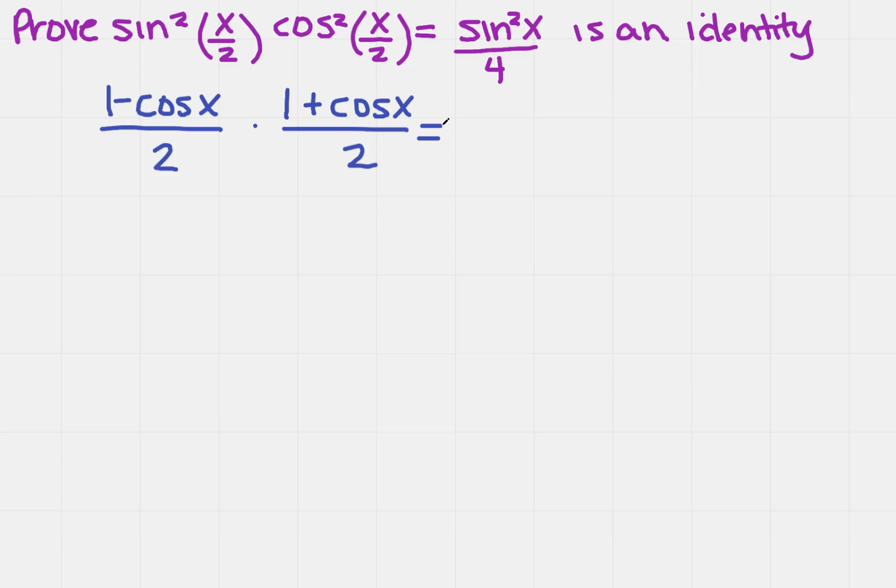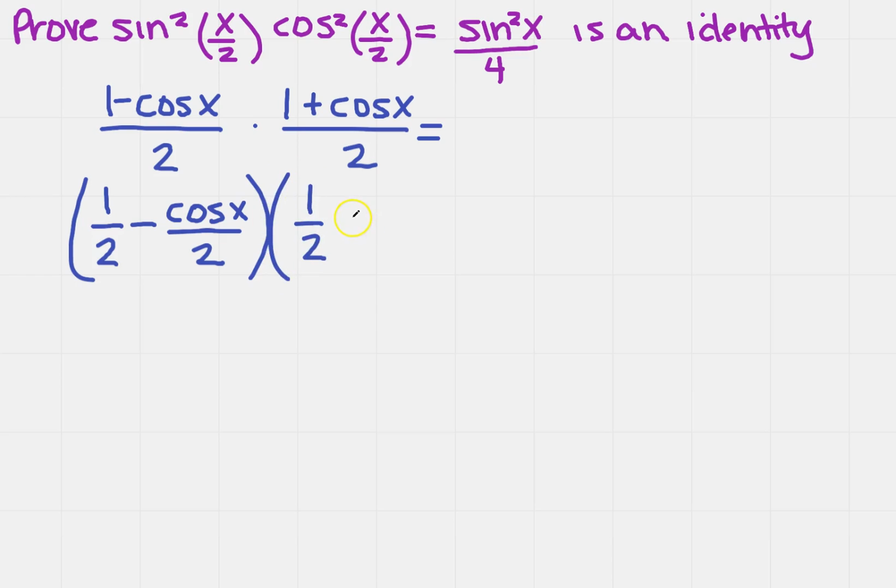So the only thing I really can see to do is I could break apart the numerator to make it a little more simplistic. So that means that I'm saying you're going to get 1/2 minus cosine of x over 2. And then that whole quantity is going to be times 1/2 plus the cosine of x over 2. Oh, hey, now that looks kind of cool. That looks like I could use FOIL on it.